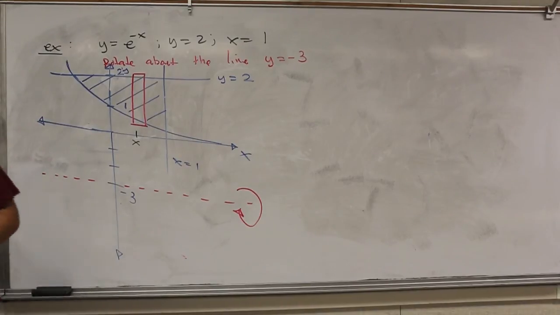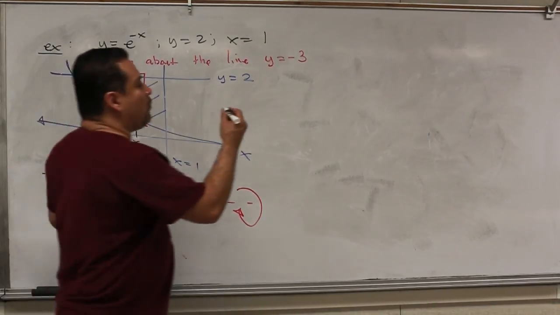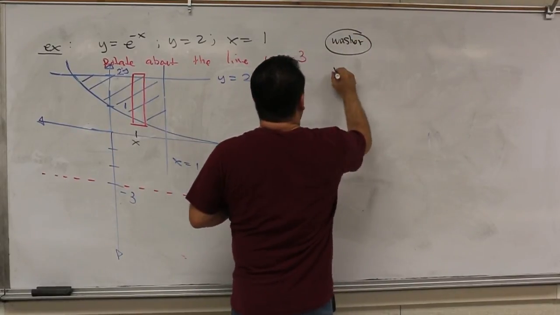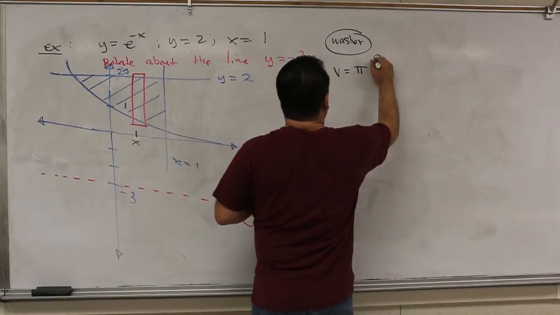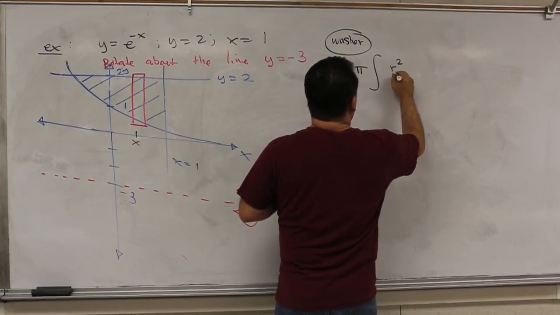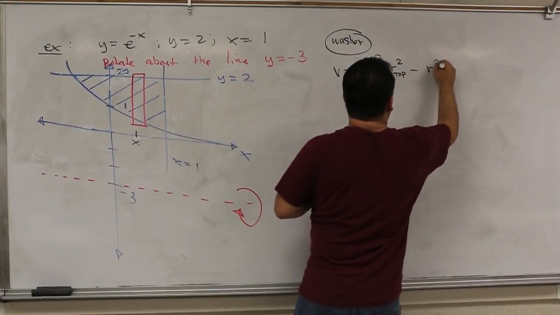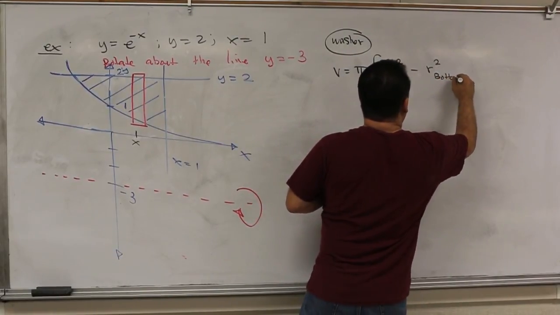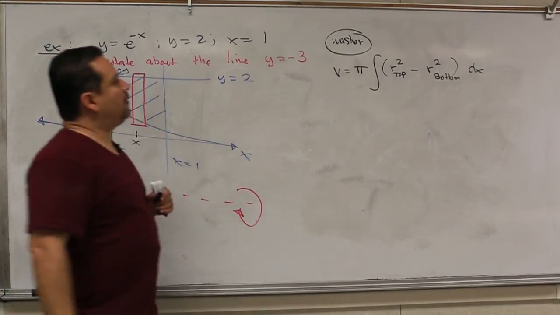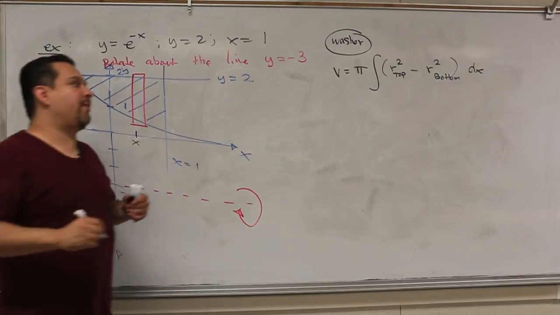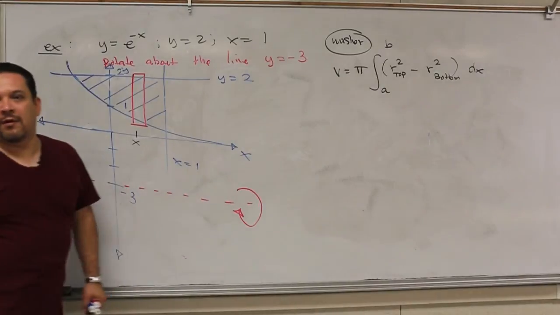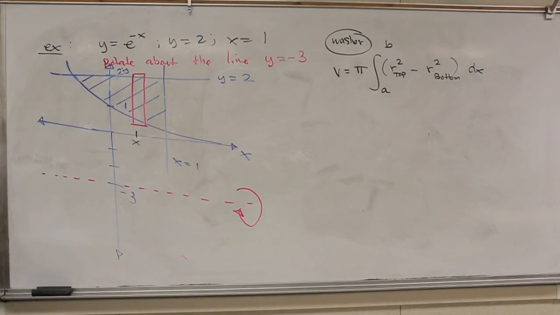If I take this rectangular strip, aren't we looking at what? Is that a disc? Good, we're looking at a washer. So because we're looking at a washer situation, the volume becomes pi integral of, what do we say here, r squared what? Top minus r squared what? Bottom, and that was dx, okay? And then we had to integrate between what? A and B, is that true? You guys okay with that? So this is a good question.